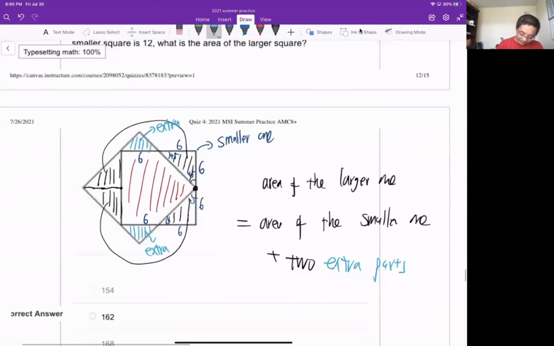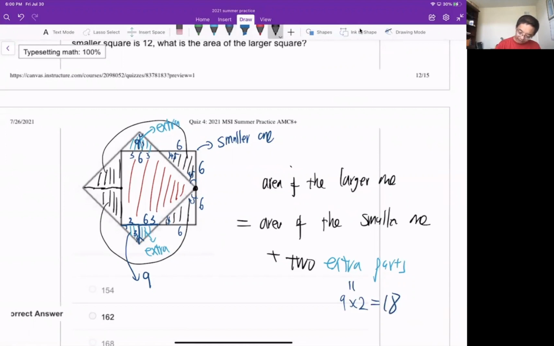Now let's calculate the area of the extra parts. We have this one is 6. Because this is 45, the same, so this is 3, 3, 3. So clearly the area of this will just be 9, and the area of this is also 9, right? So both of them are 9. So for the 2 extra parts, this is 9 times 2, which gives 18.